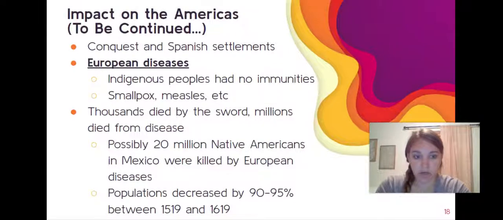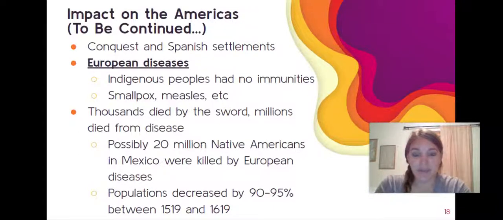The impact on America, though, and again, this is going to be a brief introduction. The next lesson, we'll dive into it much more. We see that there will be the conquest and Spanish settlements that begin to develop. But the European diseases, the epidemics that spread, are going to have the largest devastating effect overall. Smallpox, measles, etc. The indigenous peoples did not have immunities to these diseases, and so it's said that thousands died by the sword, but millions died from disease. It is estimated that 90 to 95% of indigenous peoples were killed just from disease in that 100-year period.